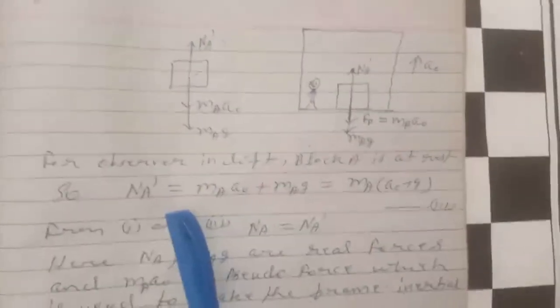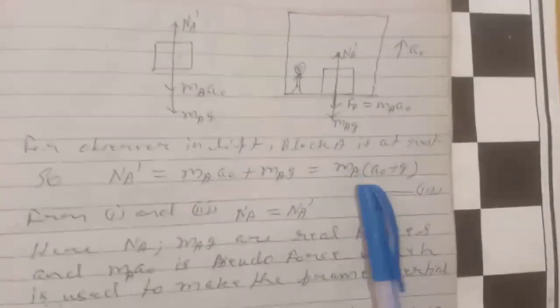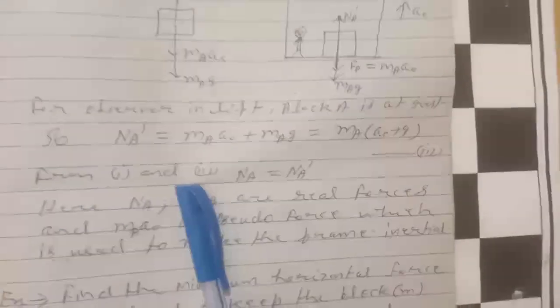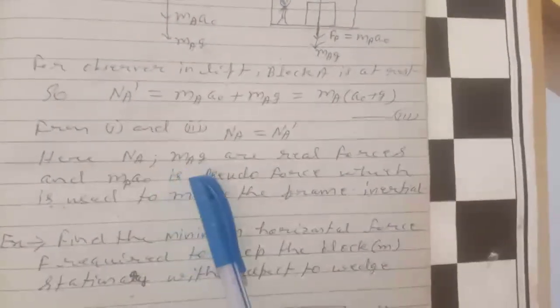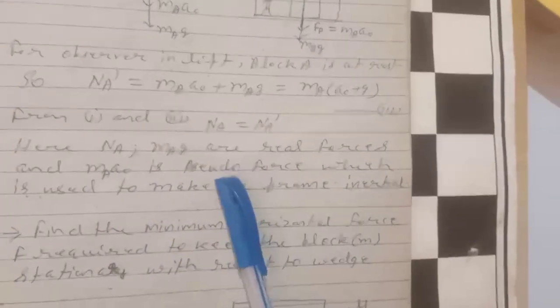So for the observer in the lift, block A is at rest, so N_A dash equals m_A a naught plus m_A g, or m_A times (a naught plus g). This is equation 3. So from 1 and 3, N_A equals N_A dash. Here m_A g is a real force, and m_A a naught is a pseudo force, which is used to make the frame inertial.